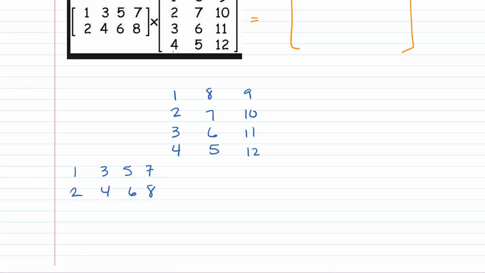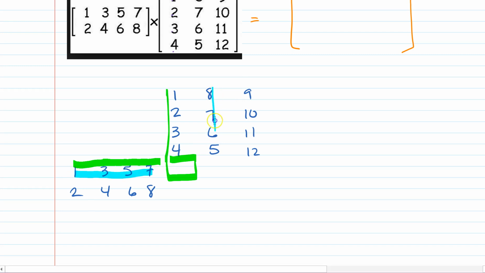Let me get a highlighter. If I set it up like this, it just makes everything easier to organize. I'm going to take the dot product of this row and this column, and I'm going to put the answer right there. Then I'm going to take this row and this column, and I'll put it there. And then I'm going to take this row and this column, and the answer will be right there. Then follow suit with the rest. To me, it makes it easier to organize, and maybe for you.